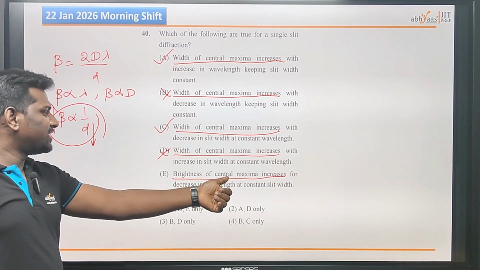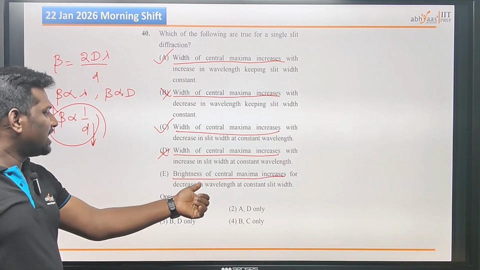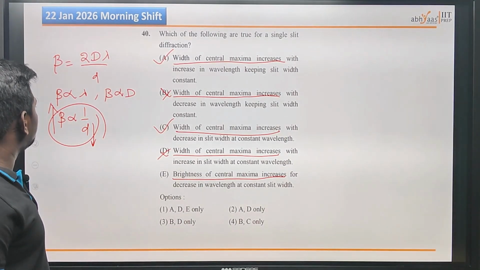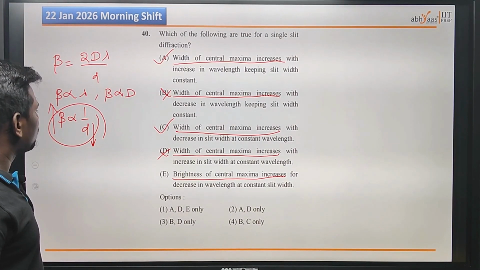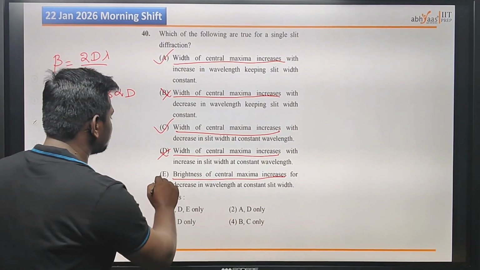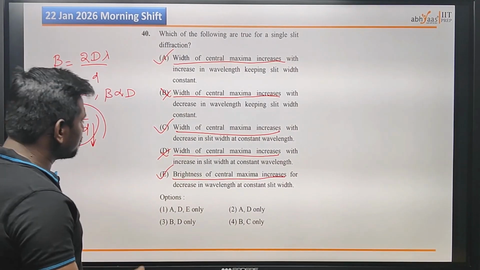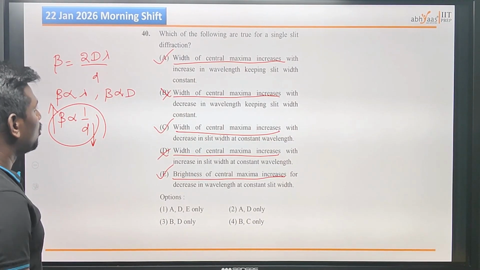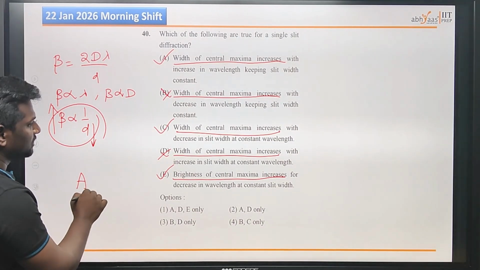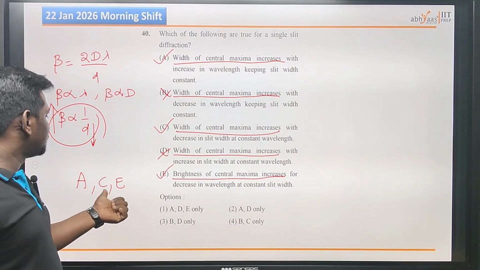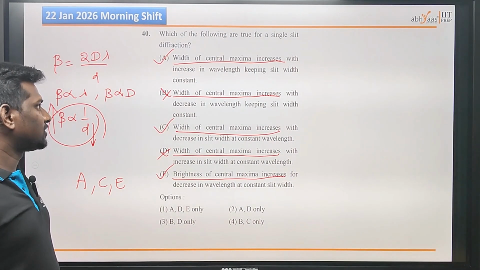The brightness of the central maxima increases for the decrease in wavelength at constant slit width. So brightness is inversely proportional to wavelength. So that is also the right answer. So options A, C and E are the right answer.